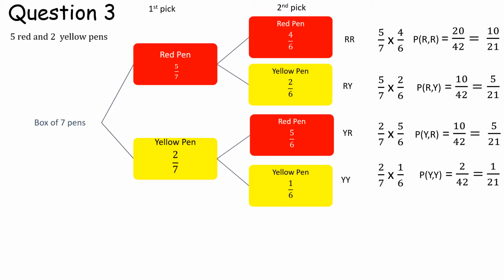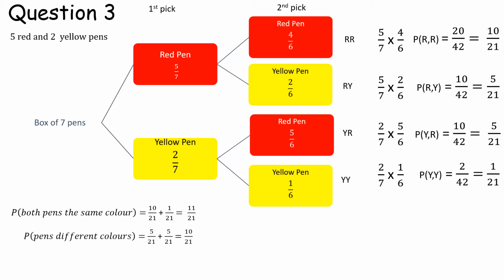Part E of the question asks for the probability of picking 2 pens of the same colour. The combinations needed are red red and yellow yellow. We just add together 10 out of 21 and 1 out of 21, getting 11 over 21. Next, we are asked for the probability of picking pens of different colours. The combinations needed are red then yellow and yellow then red. We add together 5 over 21 and 5 over 21, getting 10 out of 21.